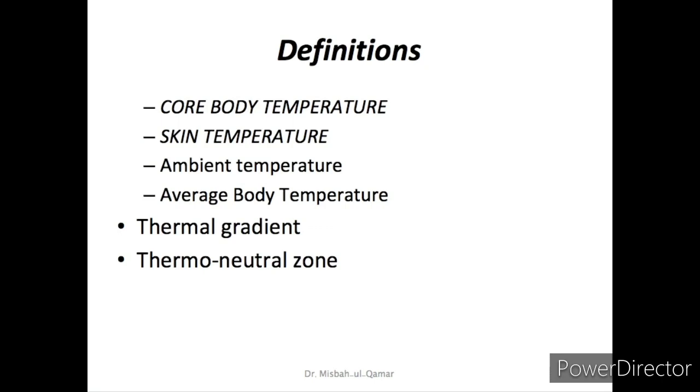Now, how do we calculate our average body temperature? This average body temperature is used when one wishes to calculate the total amount of the heat which is stored in the body. And then we take almost 1/3 of the surface temperature, and we add 2/3 of the core body temperature or the internal temperature in that surface temperature, and this is how we get an average body temperature.